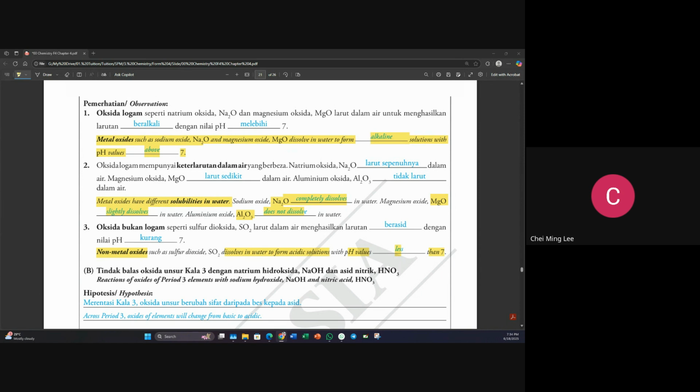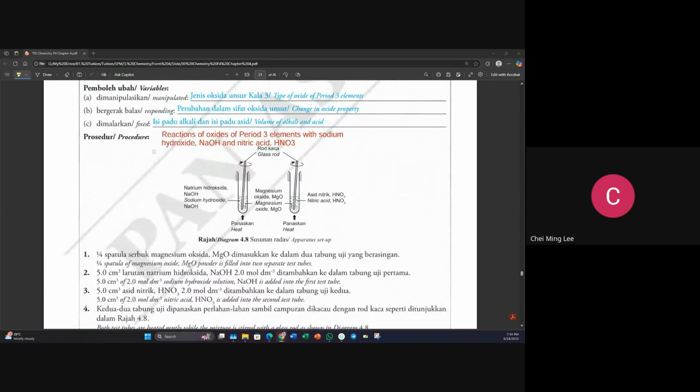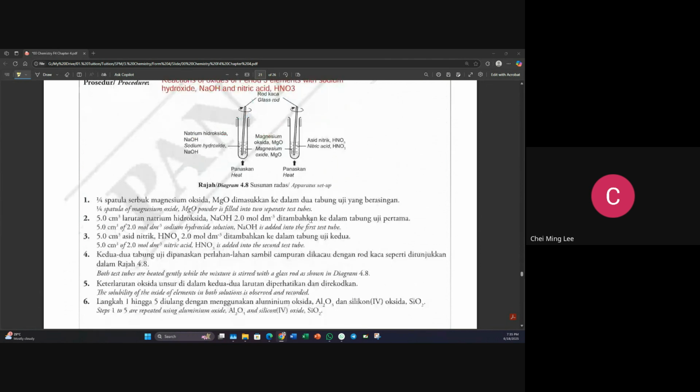Okay. All right. So next, let's see the reaction of oxide of period 3 element with sodium hydroxide and nitric acid. So this one they are using the oxide, then react it with sodium hydroxide, and the other one is with nitric acid. Means that they put the solid inside and then just cut out like that. Okay. So jot down this one and the drawing.